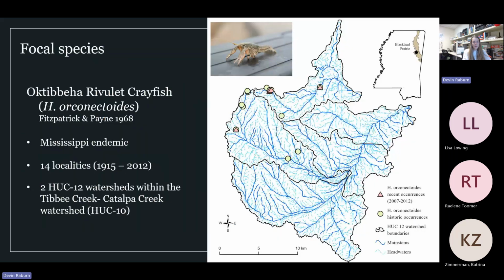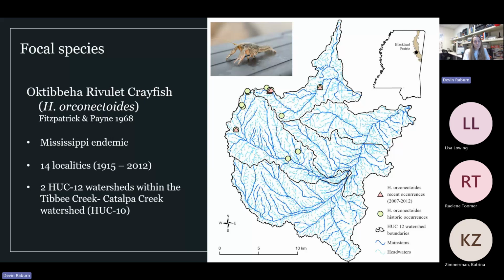And today I'll be focusing on one of the species of rivulet crayfish, the Oktibbeha rivulet crayfish, or H. orconectoides. I'll be referring to it from now on by its scientific name. And you might be thinking, okay, what the heck is Oktibbeha? What does that even mean? It's actually named after the county in Mississippi that it was described in. So Oktibbeha County, Mississippi is what it's named after. And this is one of the Mississippi endemic rivulet crayfish.